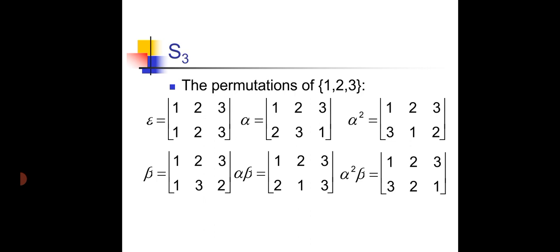Whenever you carry out this composition with any elements among these 6, you will get the resultant within these 6 results only. You can't get a result outside of these. If you compose alpha with alpha square beta, or alpha square with beta, or alpha square with alpha beta, or alpha with alpha beta, you will get a result again within these 6 permutations. I think you are all clear, right?